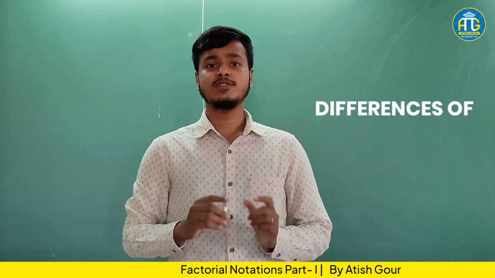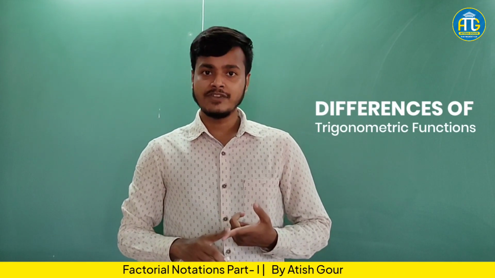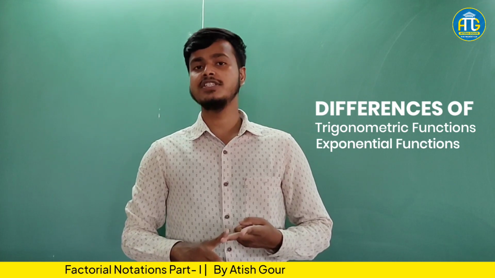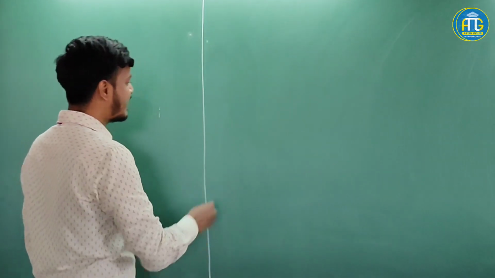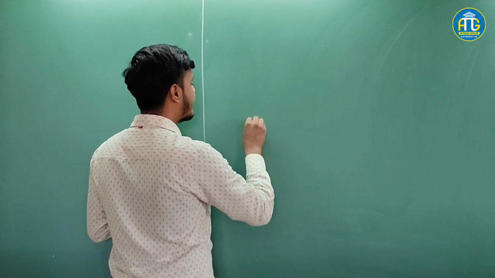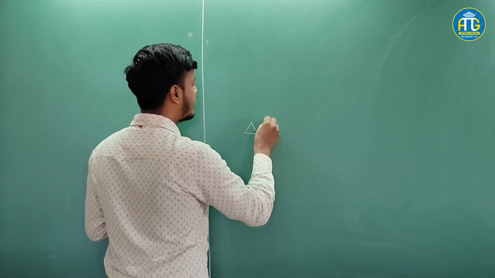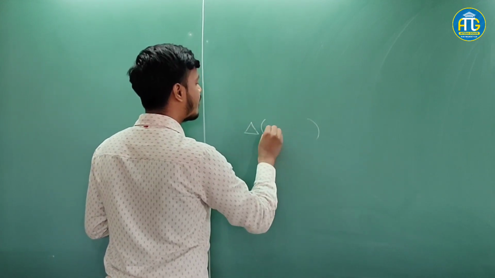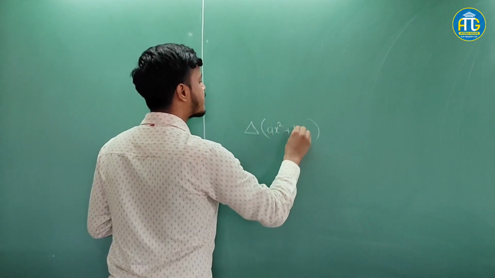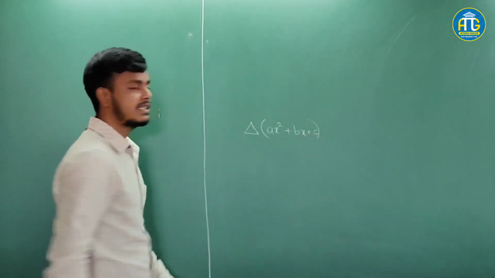In the last learning video we have seen how to find out differences of trigonometric functions and exponential functions, but we haven't seen how to find out the difference of a polynomial. So here we will find what is the forward difference of a polynomial of the type ax squared plus bx plus c.